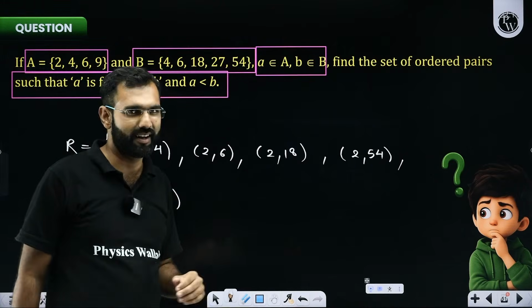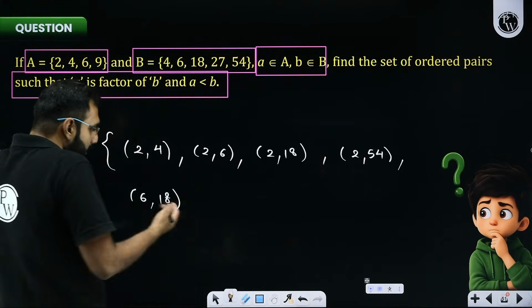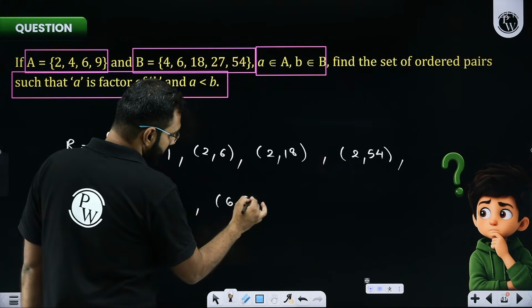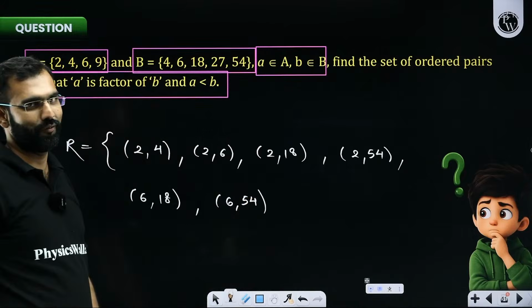6 comma 27, sir, I don't think there is 27 in the table of 6, but 6 comma 54, indeed, because 6 into 9 is 54.